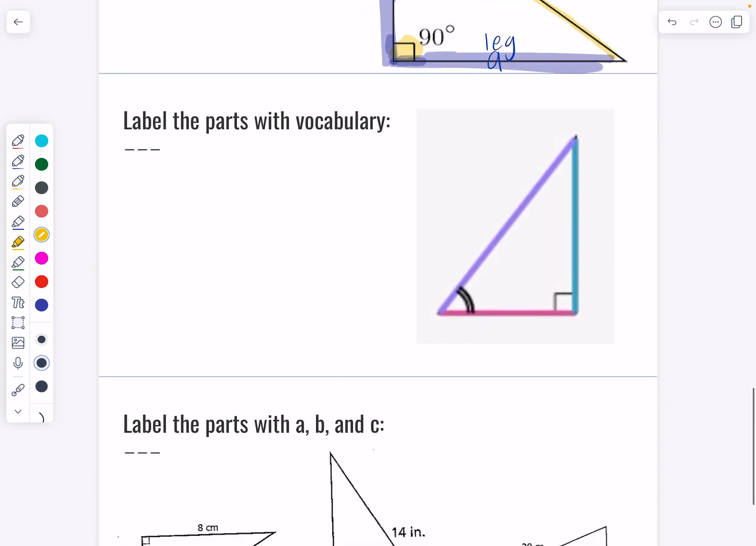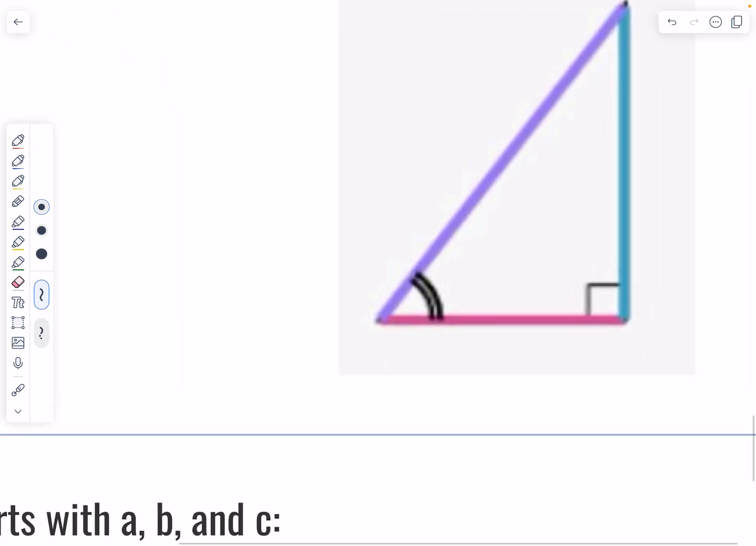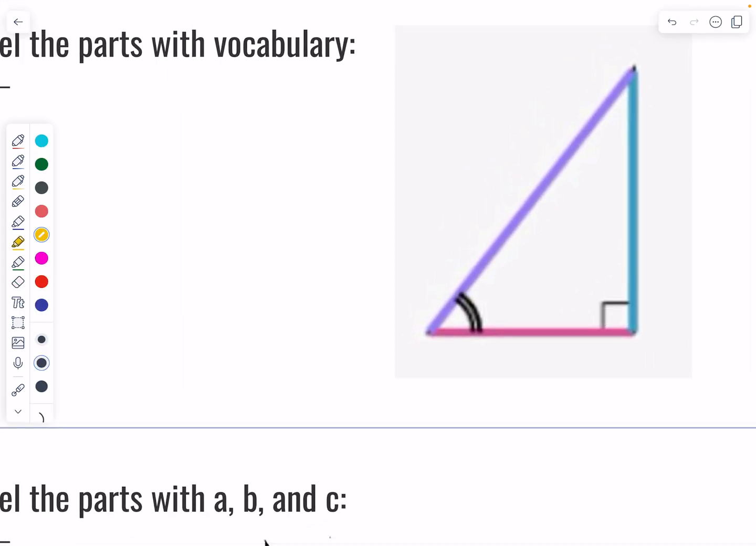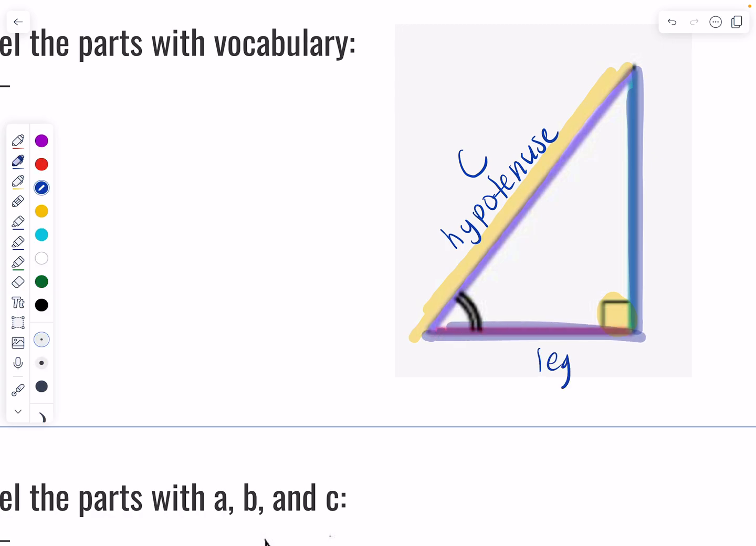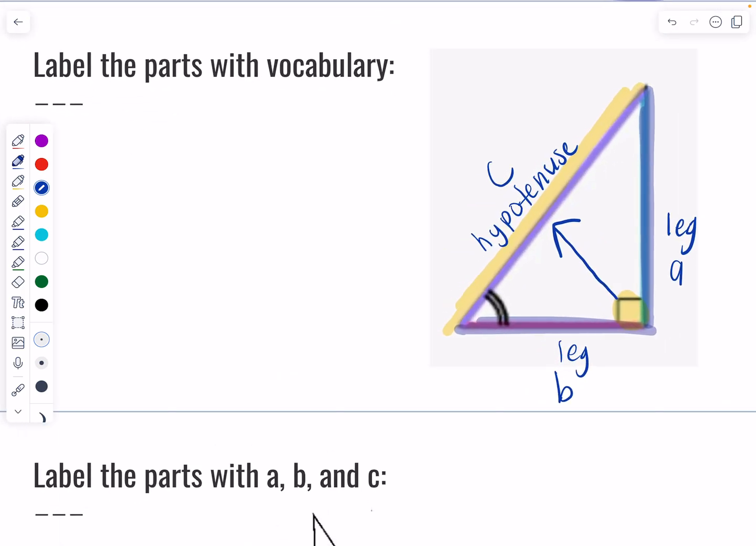So we're going to label the parts just with vocabulary this time. So here is my right angle in this right triangle. So what is my hypotenuse? My hypotenuse is this side right here. We're going to call this our hypotenuse, which we're going to label C. And then my other two sides are going to be considered my legs. So this is a leg and this is a leg. I'm going to label one of them A and I'm going to label one of them B. Okay, so the hypotenuse is opposite the right angle and the legs are the other two sides.